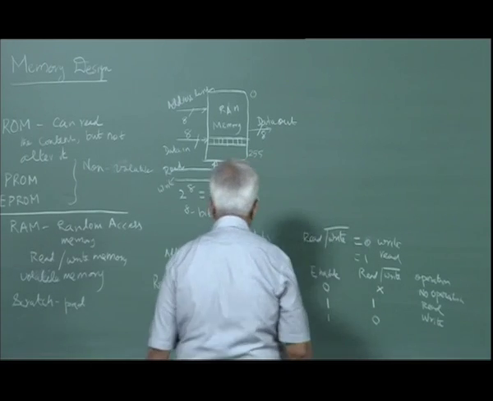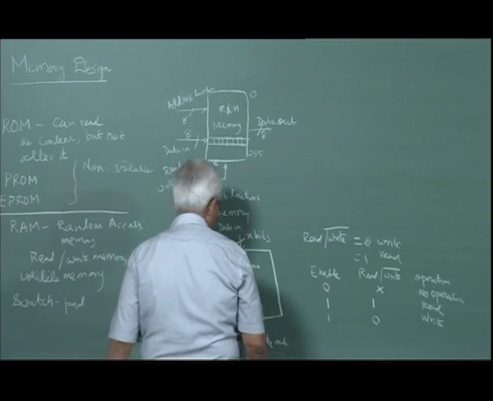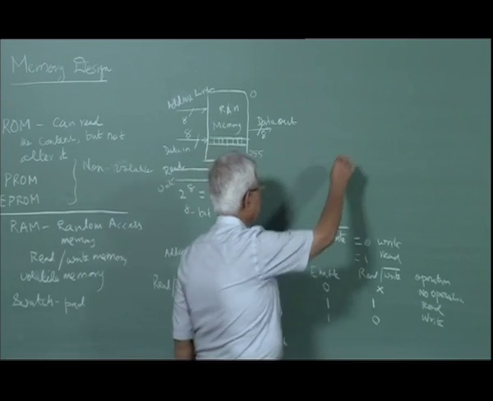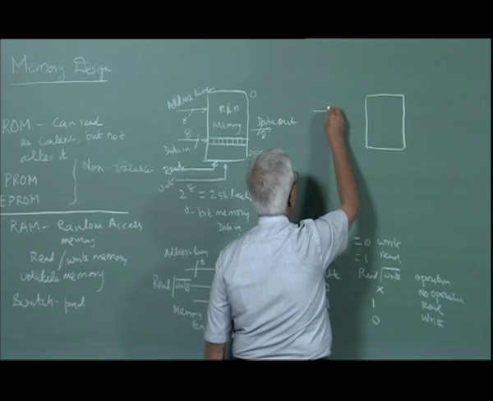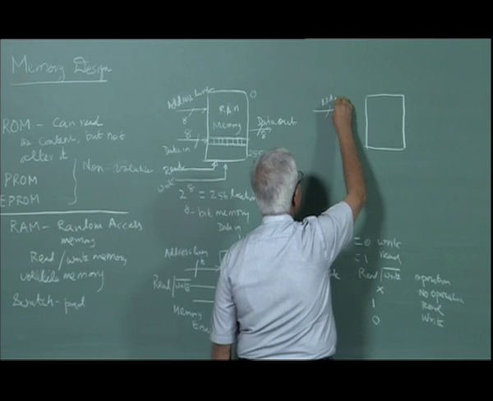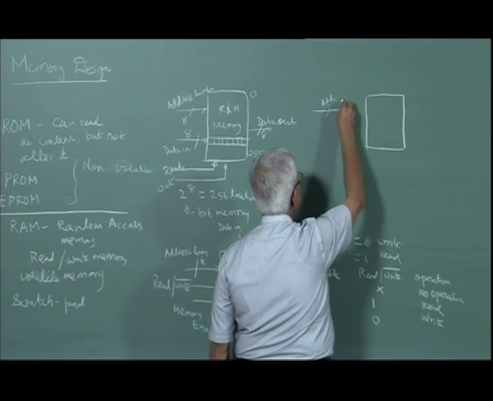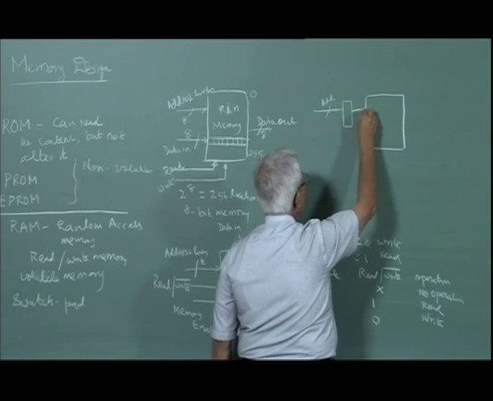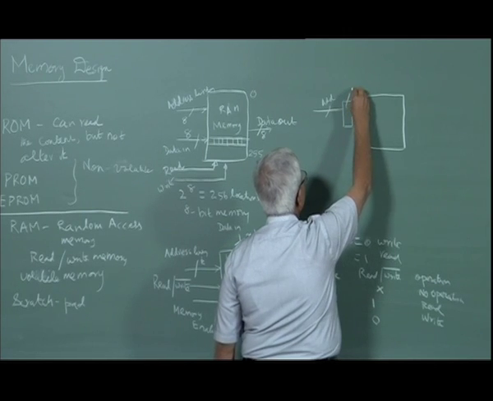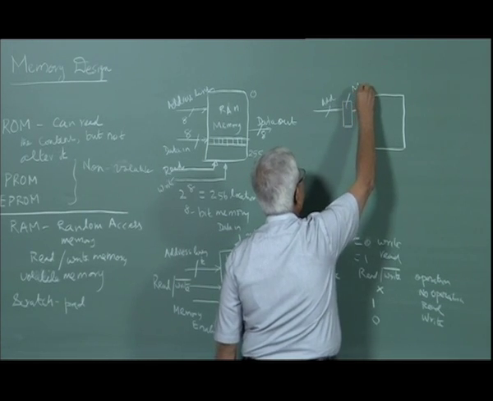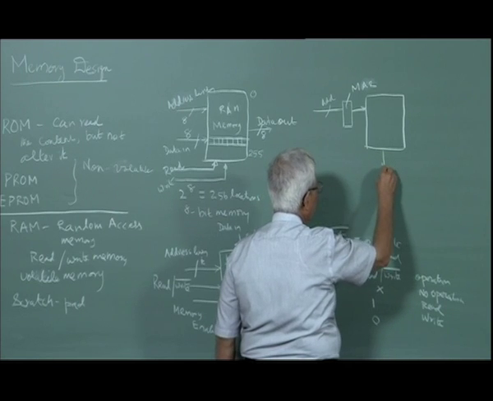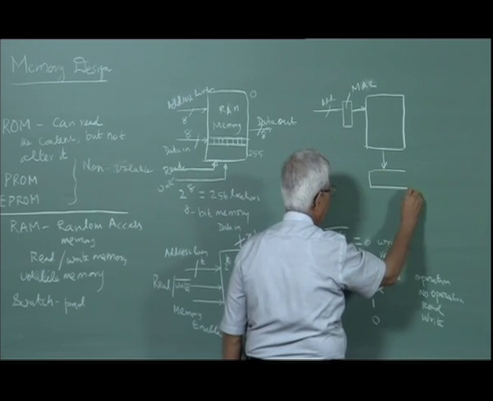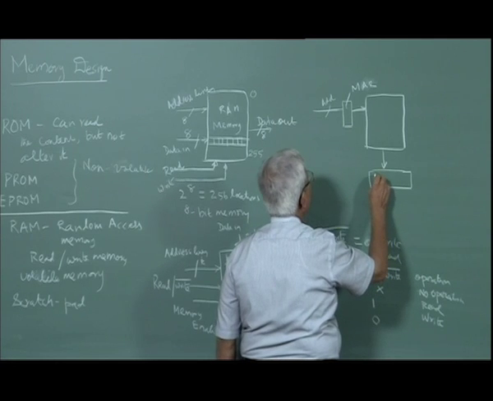Usually a memory also has 2 more registers. I will put them outside this, or maybe I will redraw the circuit. The address does not directly go to the memory. It goes to what is called the memory address register. And the data that is coming out is usually stored in a buffer called MBR.